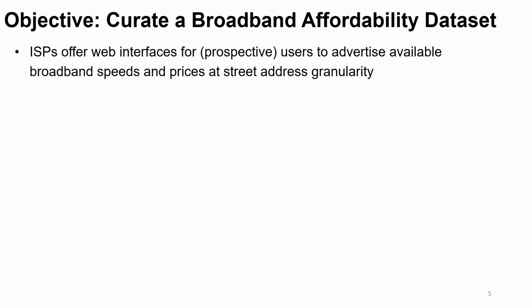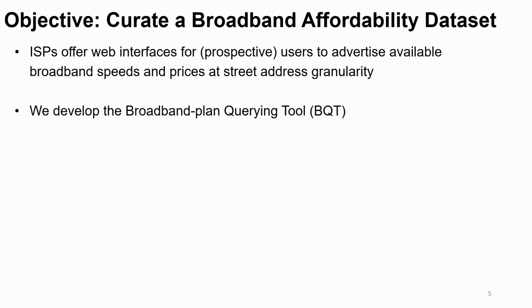Now, what we rely on in this work for this particular tool are the websites different ISPs provide to their potential users. Through these websites, a user can go in, punch in the street address, and it will tell you the level of performance the ISP is promising or advertising for that street address. And most importantly, it also tells you the price associated with each of the levels of speed that the ISPs provide to that address. So we designed the Broadband Plan Querying Tool, or BQT.